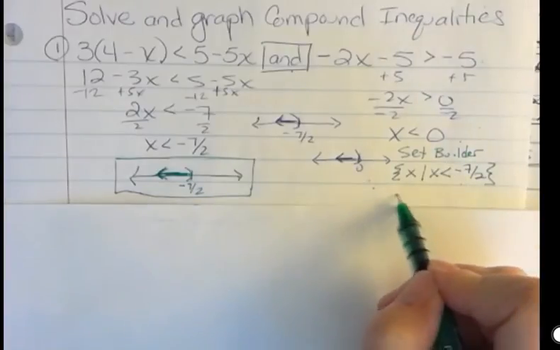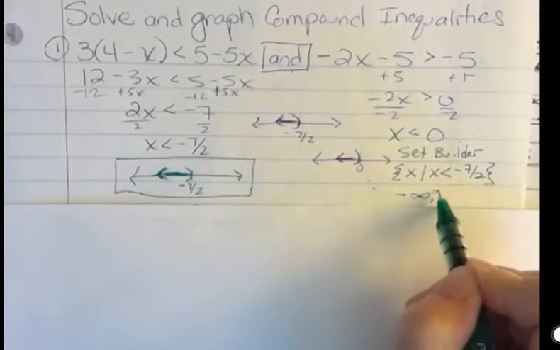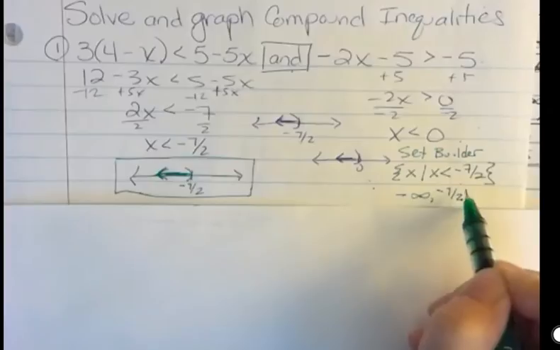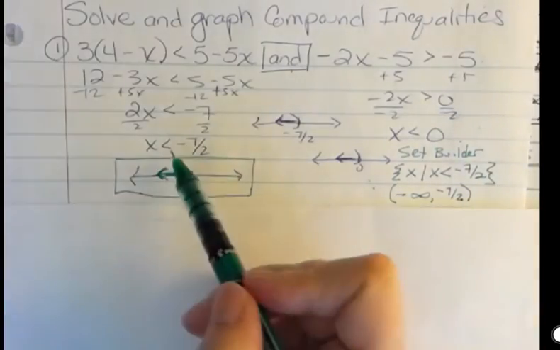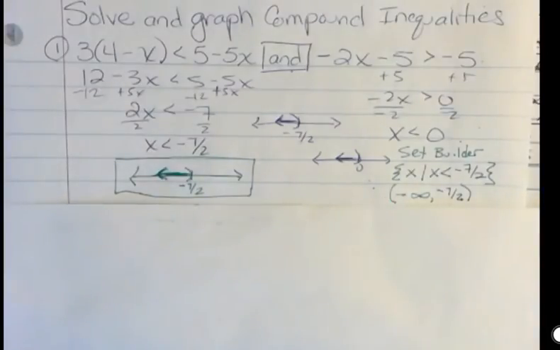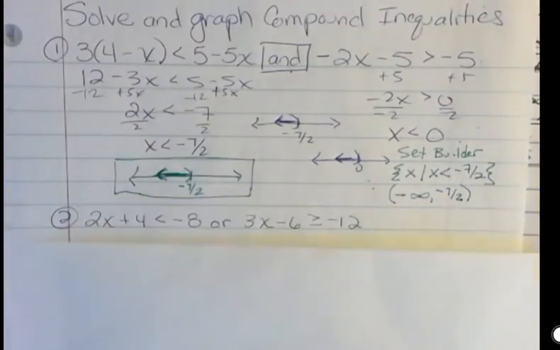And in interval notation, I would say I'm going from negative infinity up to negative 7/2. And both of these would be parentheses because I don't have an equal to part and I never have a bracket on infinity. So that would be my final answer.